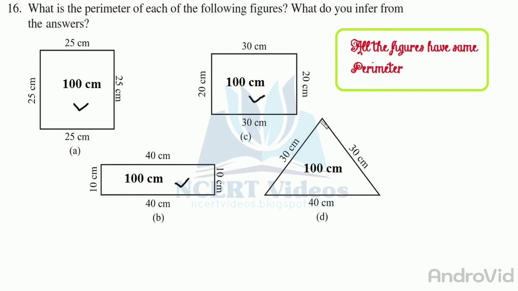Here it is isosceles because two sides are equal. 30 plus 30 is 60 and 60 plus 40 is 100. So what do you see here? All the figures have the same perimeter. So this is the inference we get from this question number 16.